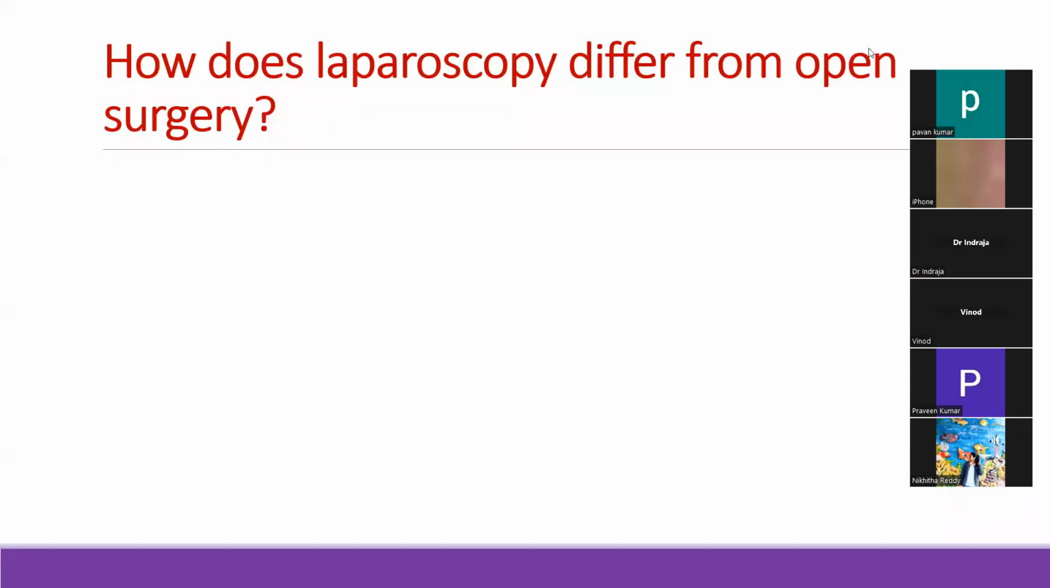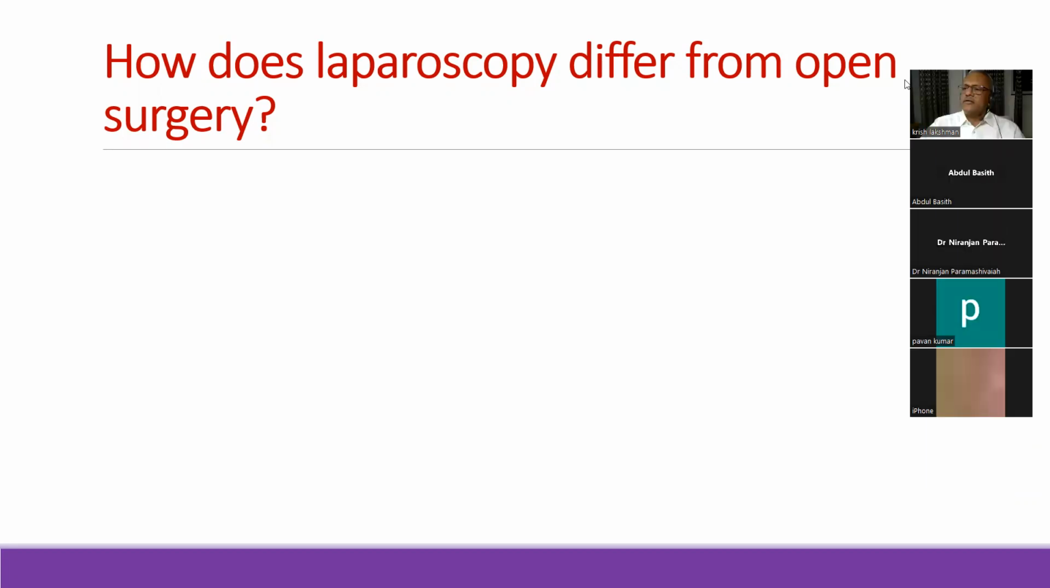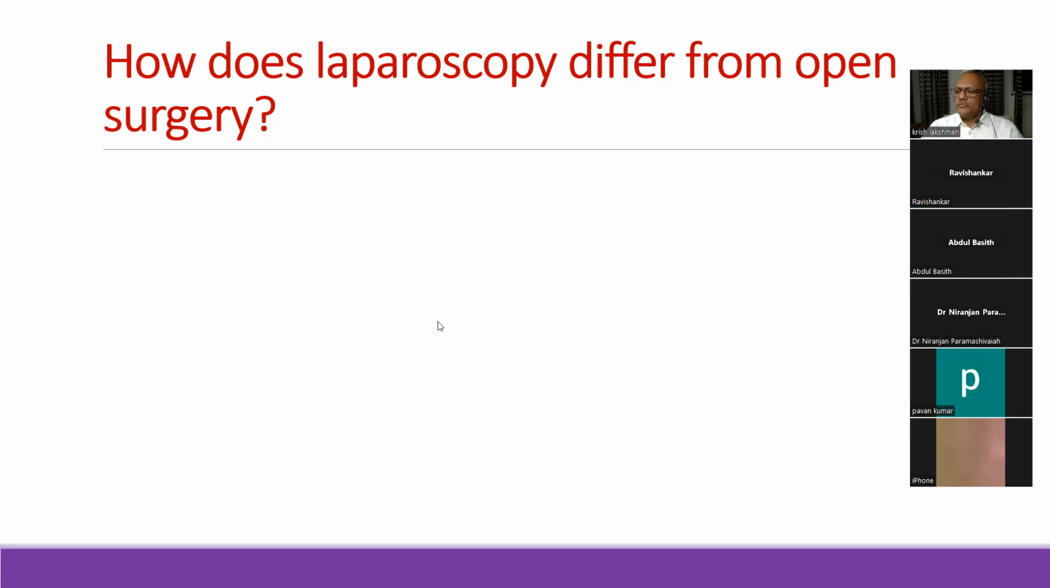Good evening, everybody. Welcome to this second part of our discussion on basics in laparoscopy. We had looked at the basics of lighting up the inside, the physiology of gas insufflation, types of gas available and all that. We have a few more things to discuss about instruments and the equipment that we use.